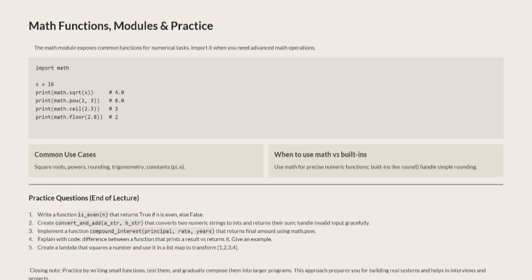Okay, coming to the next question, create a lambda that squares a number and use it in a list with map to transform 1, 2, 3, 4. So here you have to create a lambda function to square numbers. For example, transform 1, 2, 3, 4 into their squares.